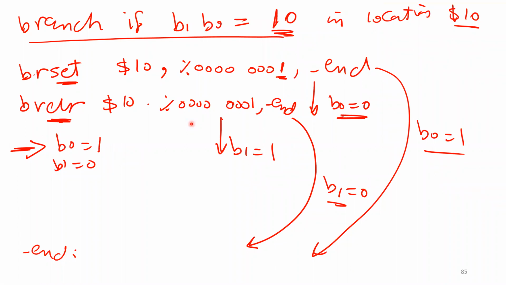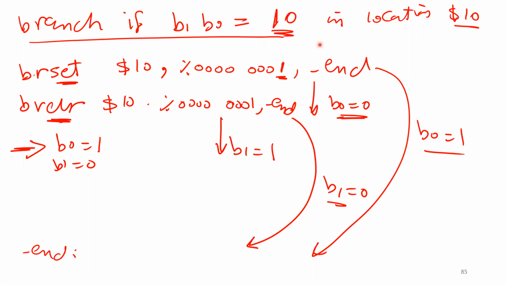Now I want to give you another example. Look here, guys. Now I want to branch if bit 0, bit 1 are equal to this exact number 0 1 0 1. So that means this one has to be 0 and this one has to be 1, right? In location number 10, right?